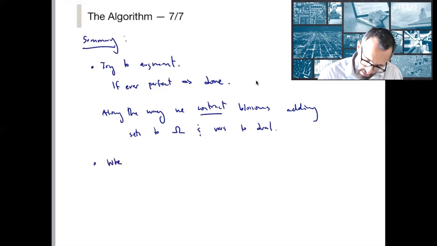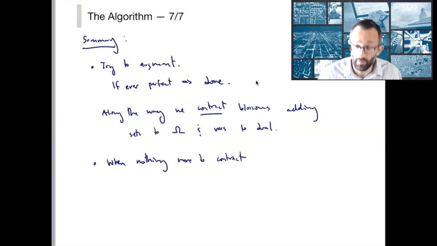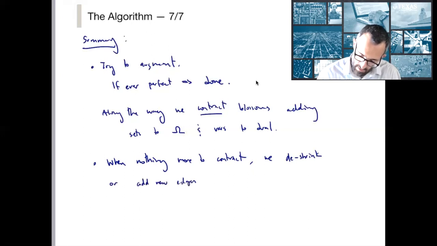And when we're done, when we have nothing more to contract, and also when we have not found a perfect matching, we de-shrink or add new edges. In either case, we're updating y. We're increasing the value of y.